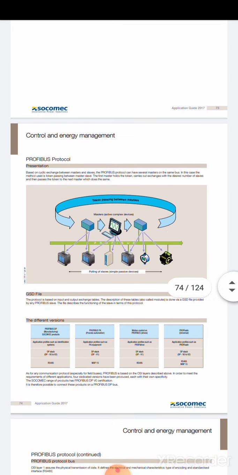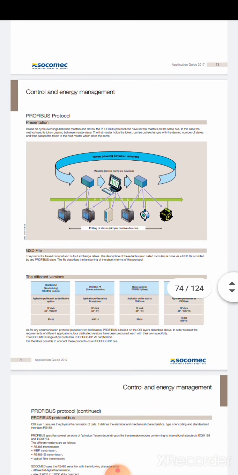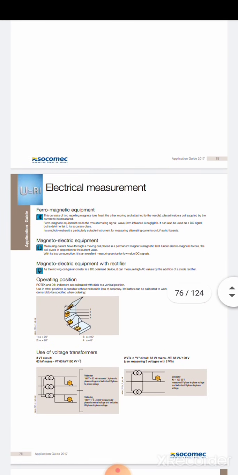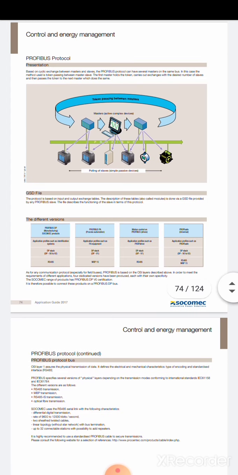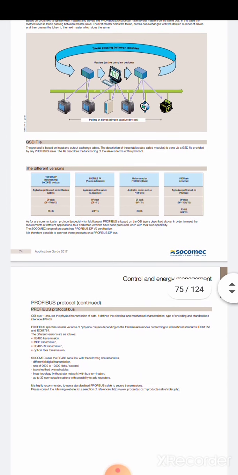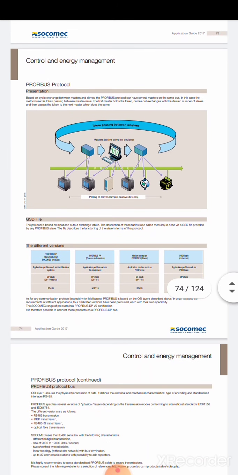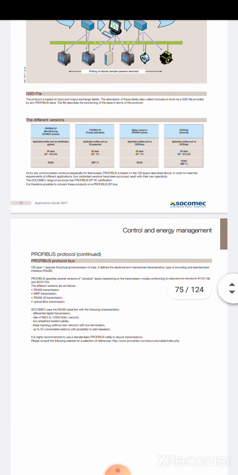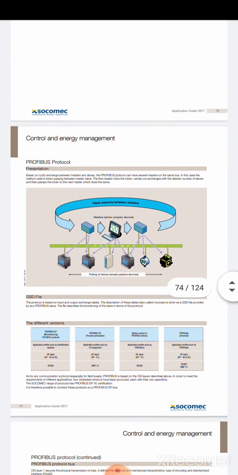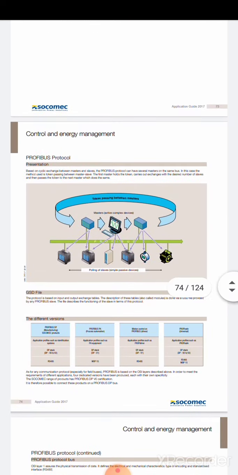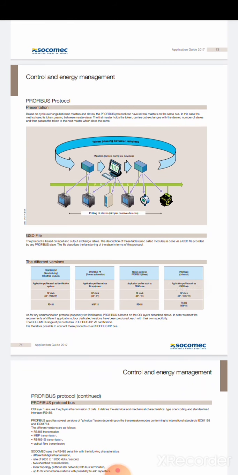In the next session, we are going to talk about the Profibus protocol. It's a little bit on that. All right, let's keep it separate, although it's just a continuity of the RS-485 protocol. Or we can have a look quickly.